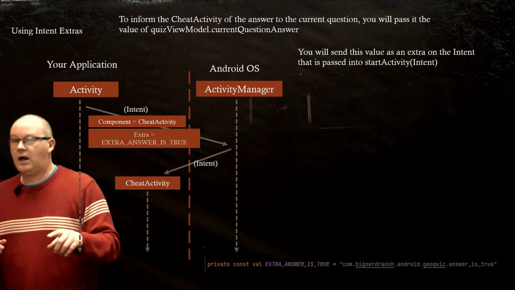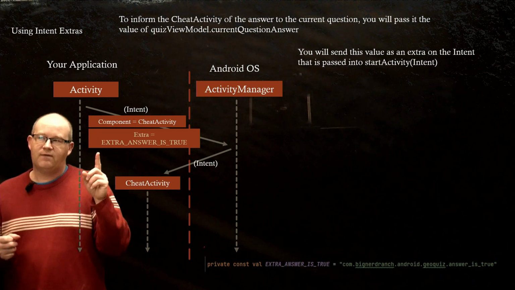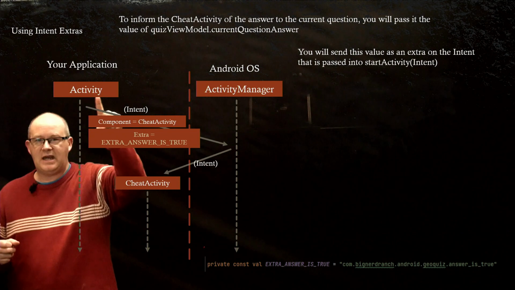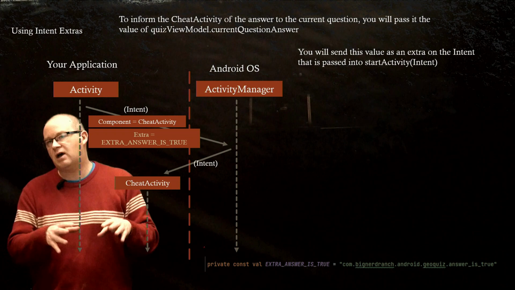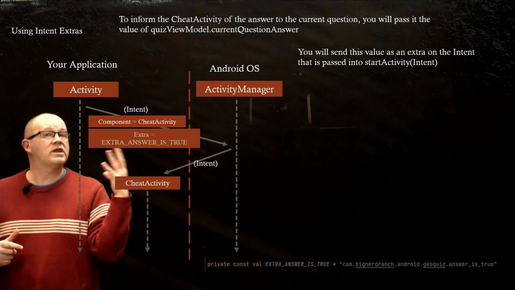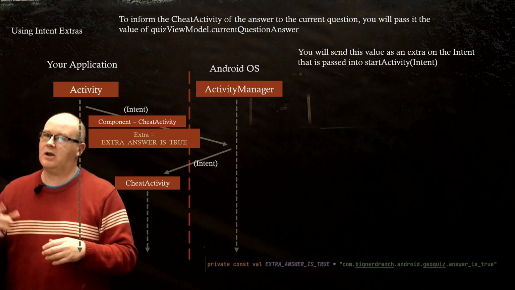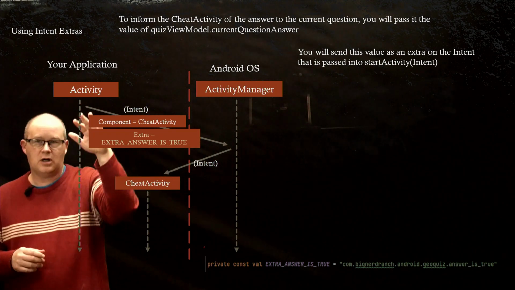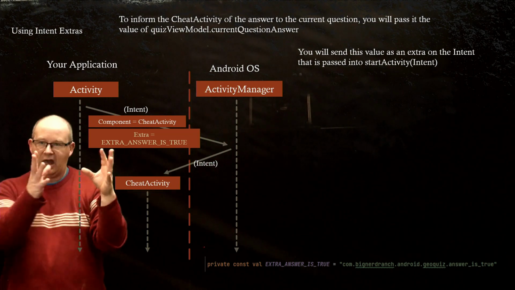So let's see, what are extras? We're going to use an extra to inform one activity from the other, in this case the main activity to the cheat activity, of some value. We're going to let them know what the answer is to the current question. So for instance, if we're on the Canberra question, then it's true. We're going to have to pass that along. If somebody wants that answer in the main activity and we send them along to the cheat activity, we're going to have access to that.